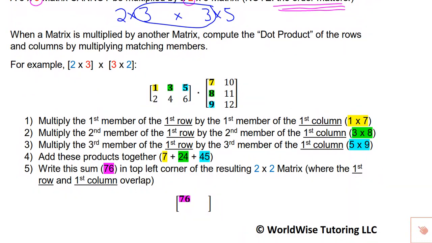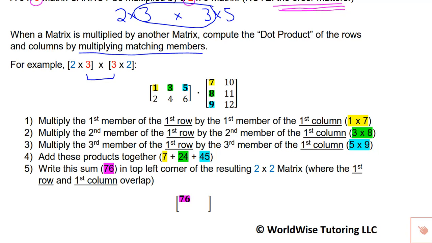Let's look at an example. Here I have a 2 by 3 matrix being multiplied by a 3 by 2. This is possible because the inner dimensions match, and my answer will be a 2 by 2. In order to multiply 2 matrices, you take the dot product. Dot product involves multiplying the matching members. And specifically what you will do is pick up the columns in the second matrix and lay them on top of the rows in the first matrix and multiply the matching members.